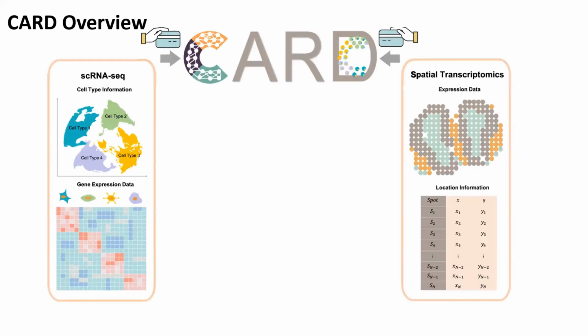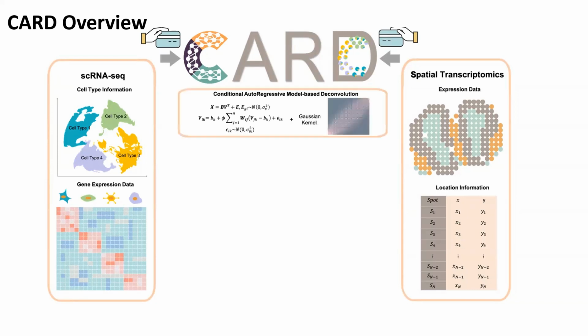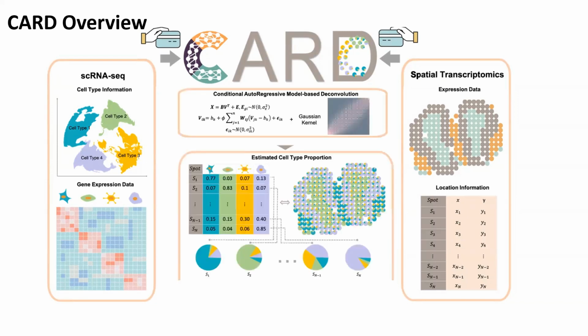Here is the overview. We have a single cell reference, and we have our spatial transcriptomics. You combine them together. But as I mentioned, if you don't have a single cell RNA-seq reference, it's fine. You can just use deconvolution with the factor model to learn both B and V on the spatial transcriptomics. That's the model. The key part is to use a CAR framework as a prior on the V matrix. Therefore, we call our method CARD, the CAR-based deconvolution.